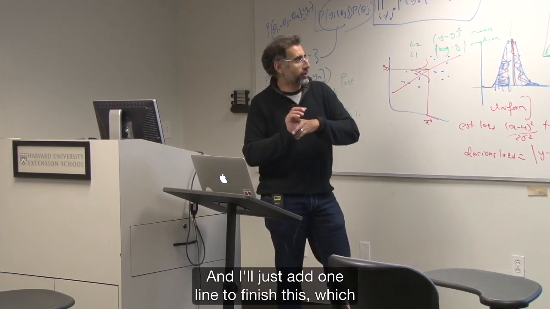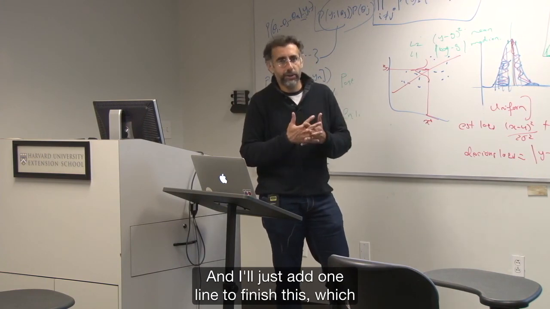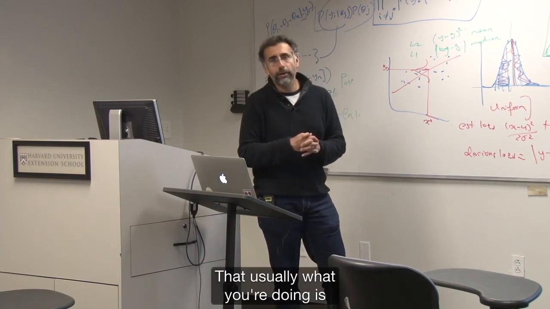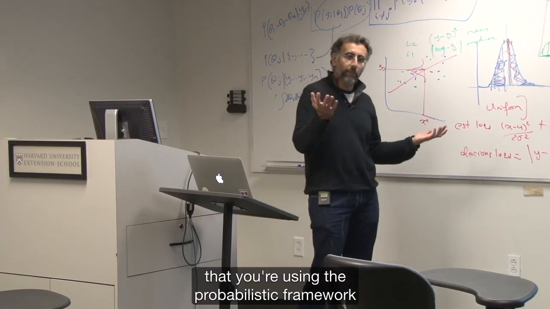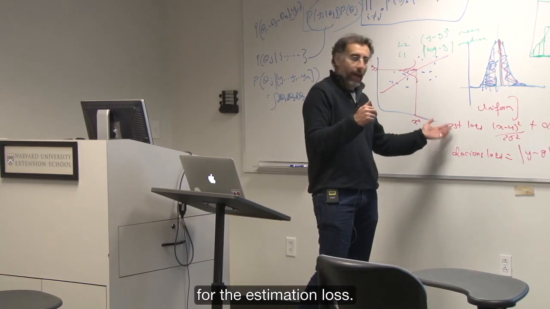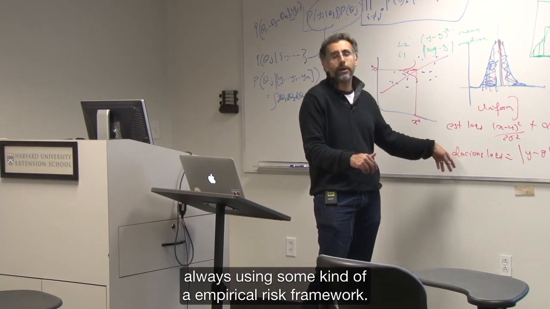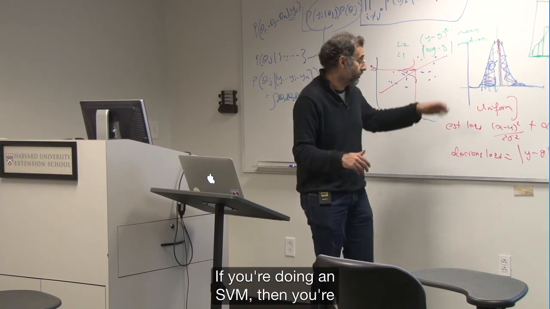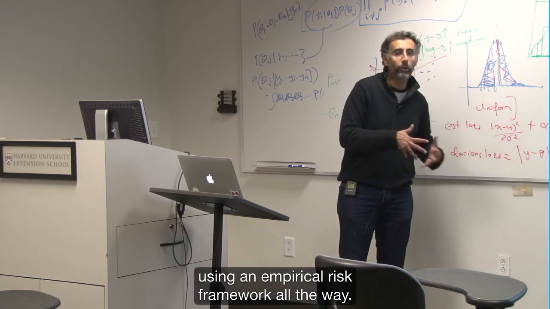And I'll just add one line to finish this, which gives away some of the story: usually you're using the probabilistic framework for the estimation loss, and then for the decision loss, you're always using some kind of empirical risk framework. If you're doing an SVM, then you're using an empirical risk framework all the way.